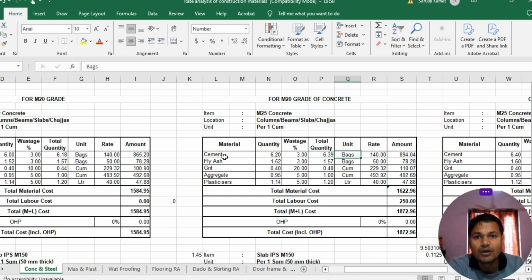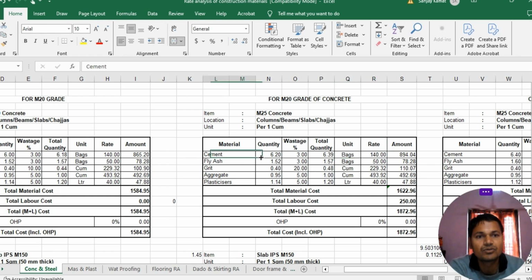The cement unit is always bag. Suppose we are buying from the market, then what are we buying? We are buying sacks. This much sack, that much sack, so it is in the same bag. So the cement unit will be the bag.